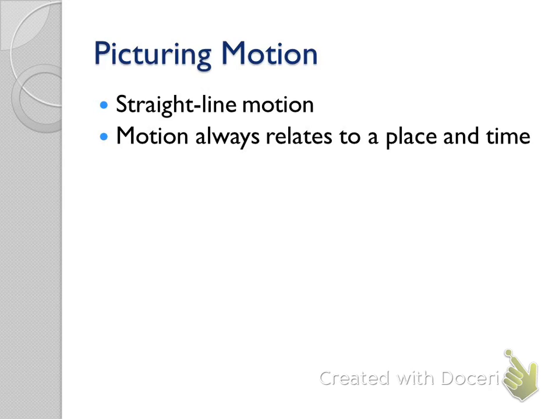Our motion always relates to a place and a time. So where's our object at? How long did it take to get there? At what speed are they traveling while they're there? All these types of things. So we're always going to have a place and a time, basically, that we're looking at.